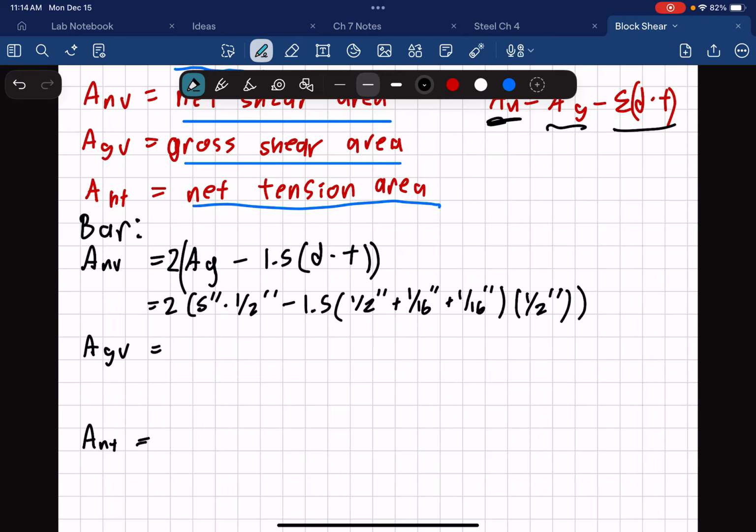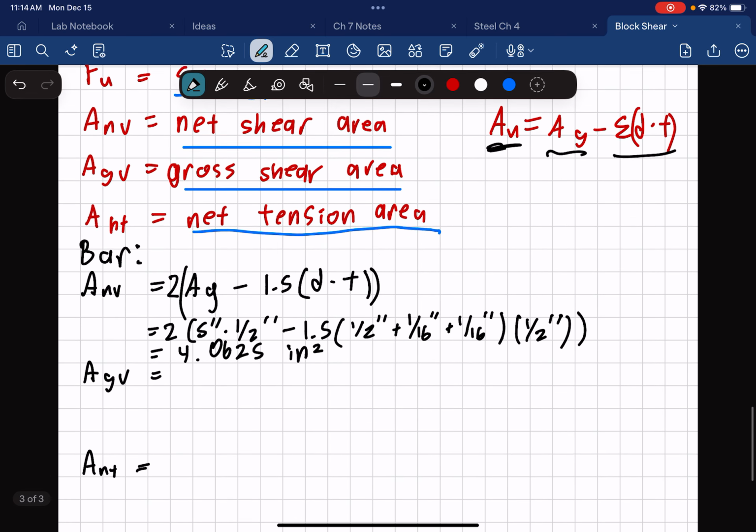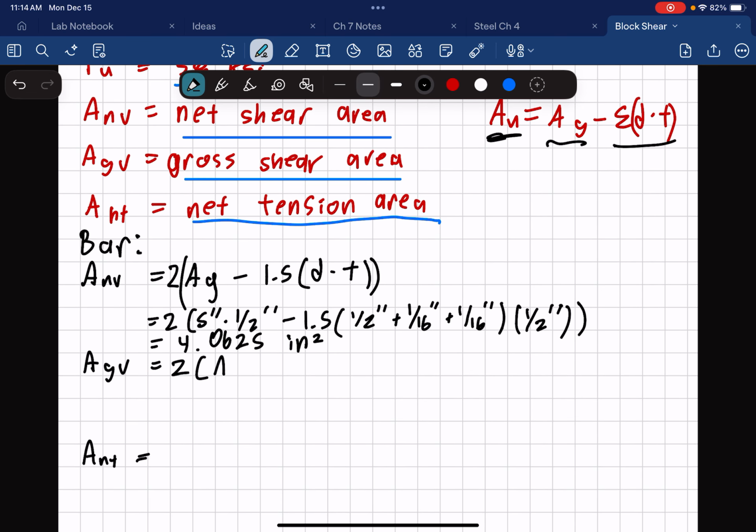Your gross area is not the same as the gross area of your plate. That's actually 4.0625 inches squared. Now our gross area is just going to be 2 times that area gross, right? That part's not too difficult. So that's 2 times 5 inches times a 1/2 inch, and you are going to get, quite predictably here, 5 inches, right? Because the 2 and the 1/2 inch will cancel. This is inches squared.